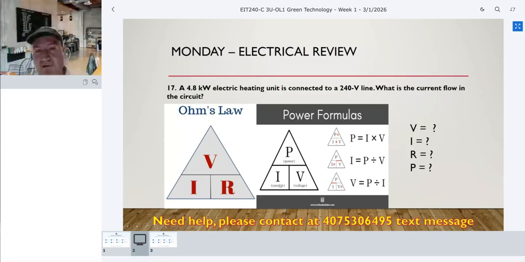From these two graphics, you can find the different equations. For power, if you cover P, you multiply I times V. If you want to calculate I, you divide P by V. If you want to find V, voltage, you divide P by I. These are the three equations from this general formula.